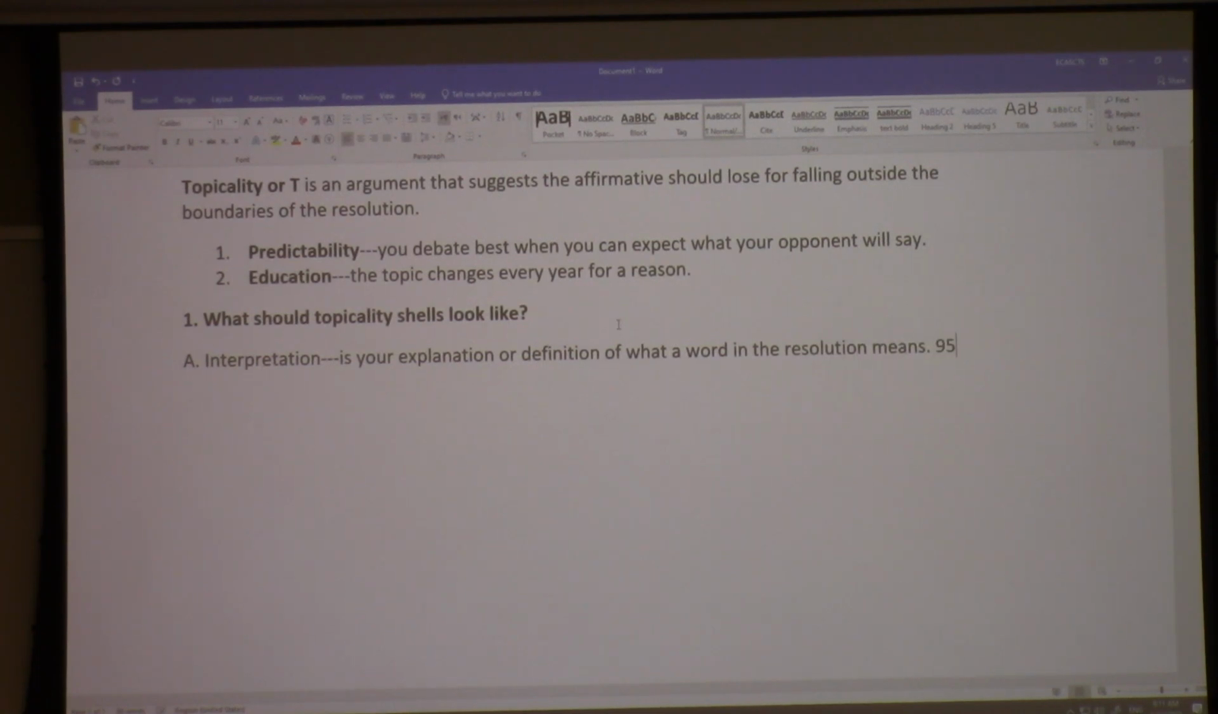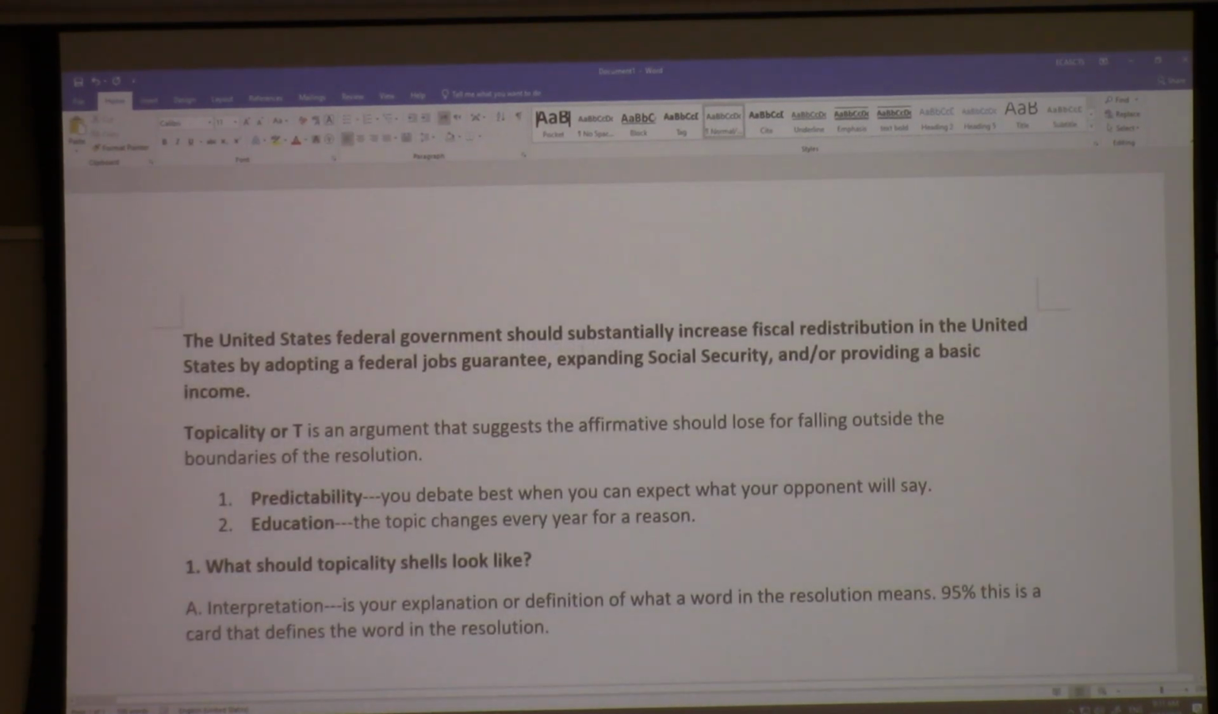And 95% of the time, you will be reading a card that defines a word in the resolution. So if we were to make a T violation that is based on what a basic income is, we would define the phrase basic income in the literature. It could be a dictionary definition that is just a simple definition of what the word means. It could also be something more precise, maybe from some sort of topic literature that is explaining how a basic income relates to inequality.